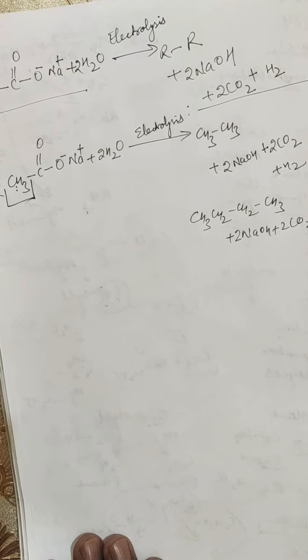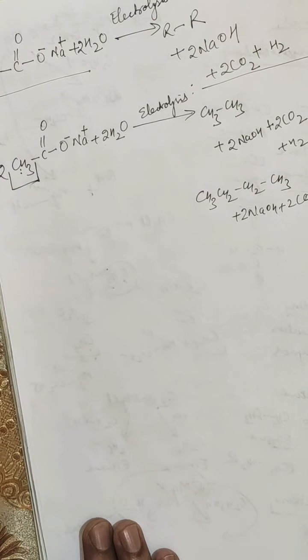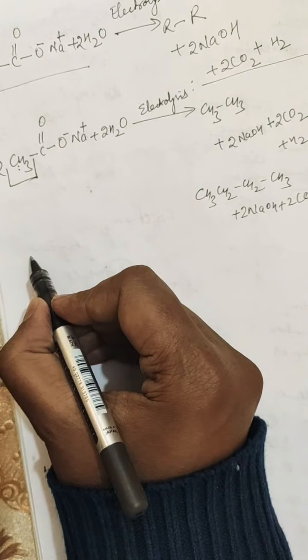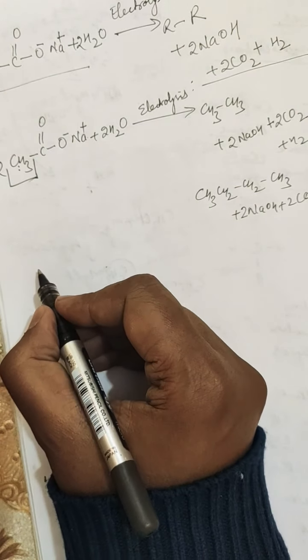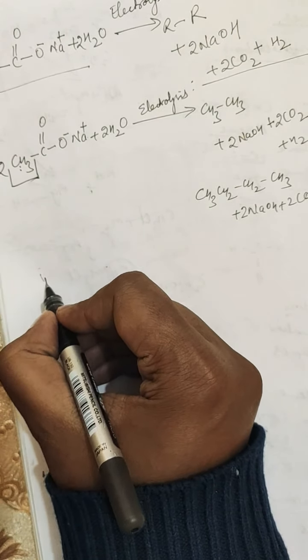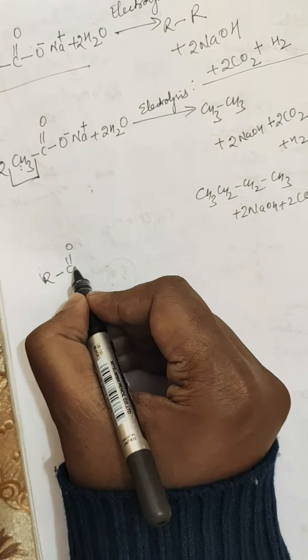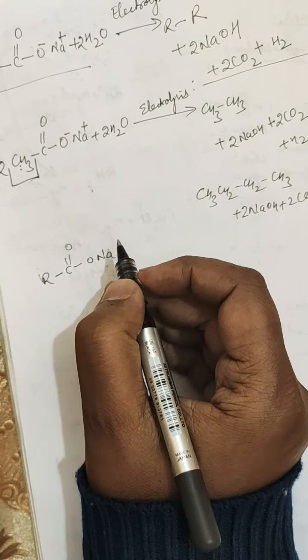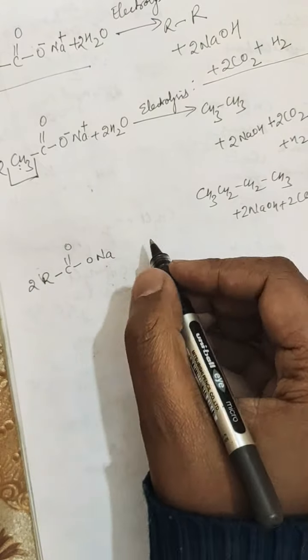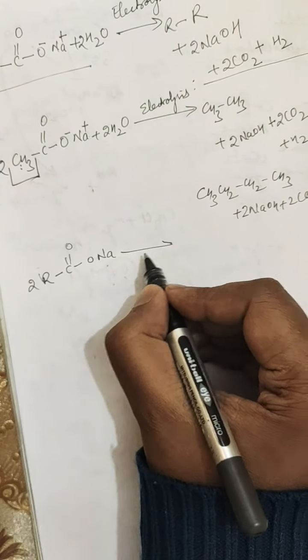Further, to understand the mechanism, first of all let's write the salt which is to be electrolyzed. That is RCOONa. This salt is first of all electrolyzed.